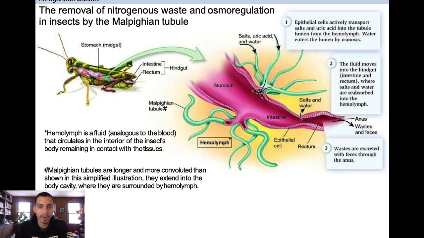So it's a pretty simplified way. Their uric acid is their nitrogenous waste. They actively transport it into the tubule. It moves down with the help of some water, and then when it gets to the lower intestine and the hindgut, the water is removed, and the uric acid, that nitrogenous waste, can be excreted along with the feces. So in this case, they're combining their excretion and their defecation. Insects have a pretty simplified strategy, but effective nonetheless.